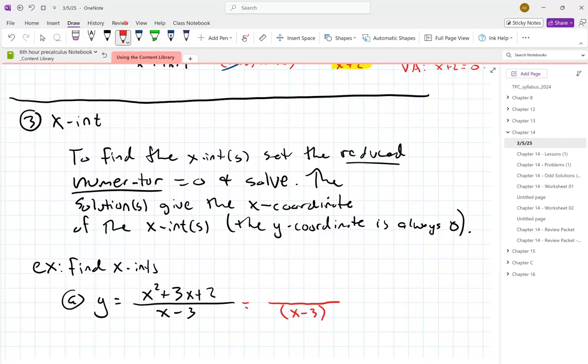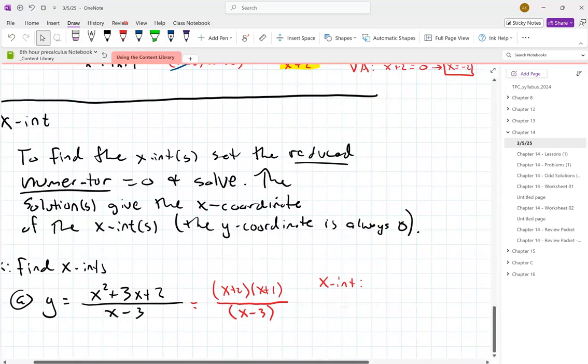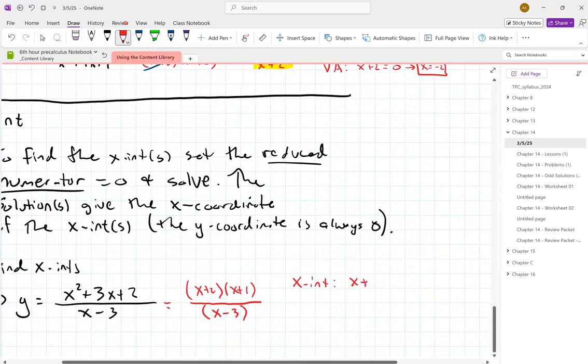That would multiply to give us x squared plus 5x plus 6. 2 and 1 are the numbers you need. Multiply to give you 2, add to give you 3. Is there any reducing that can happen? Nope. So I'm just going to take that numerator and set the factors each equal to 0.